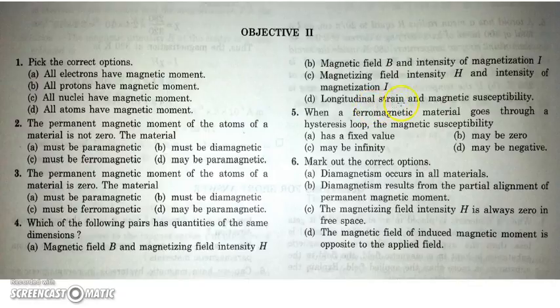Longitudinal strain, it is a dimensionless quantity, and magnetic susceptibility is also a dimensionless quantity. It is the ratio of I and H. So obviously both are dimensionless, so they are same in dimensions. So C and D are the correct options.